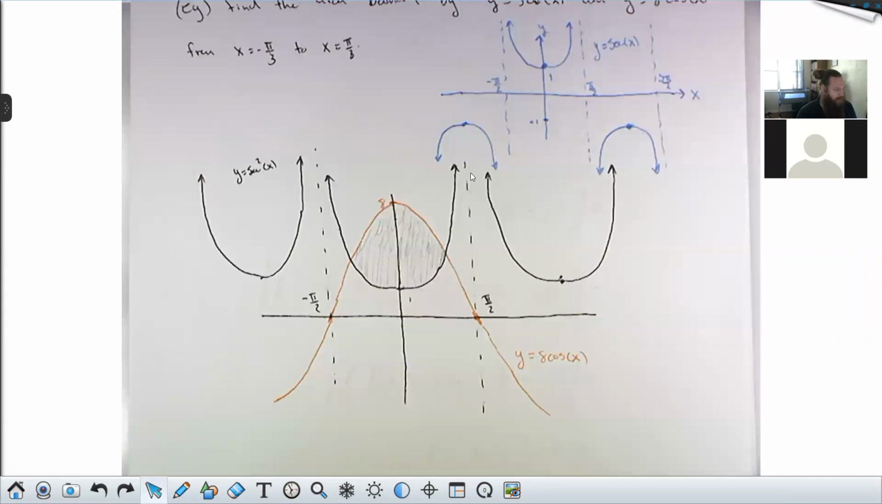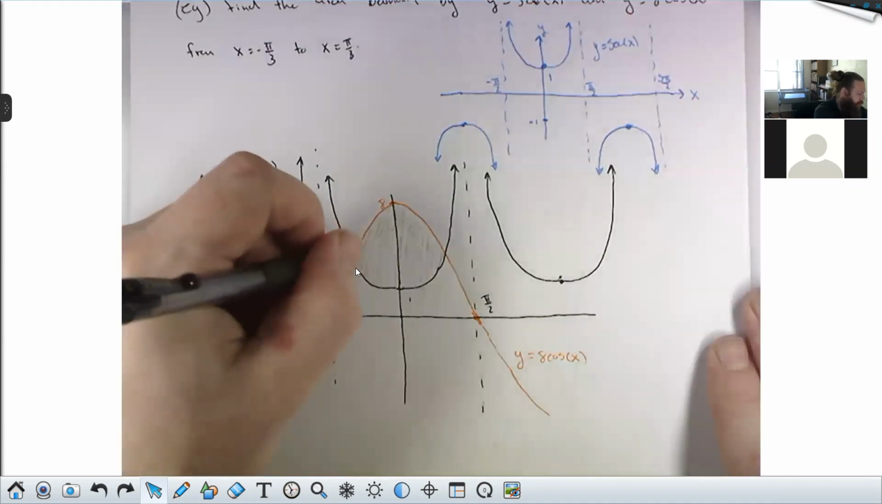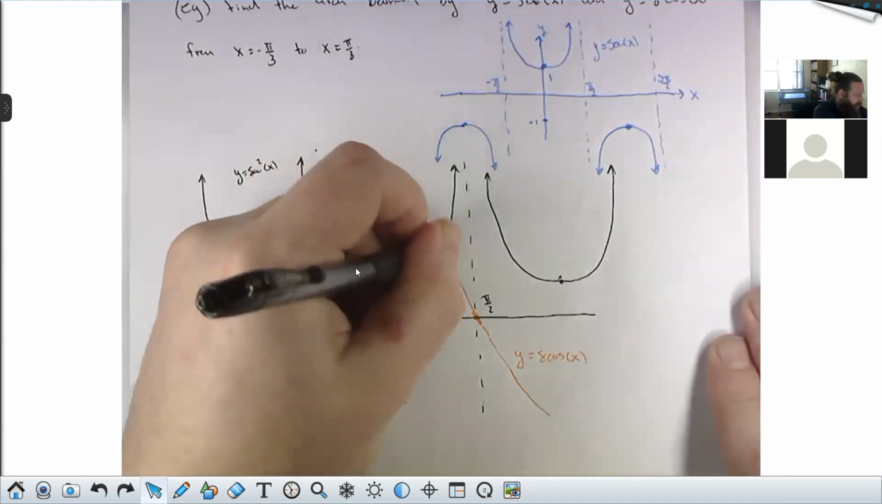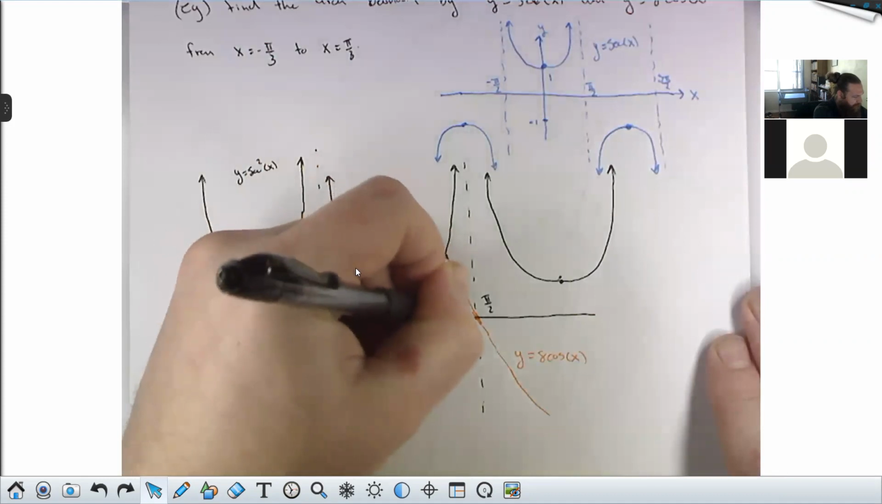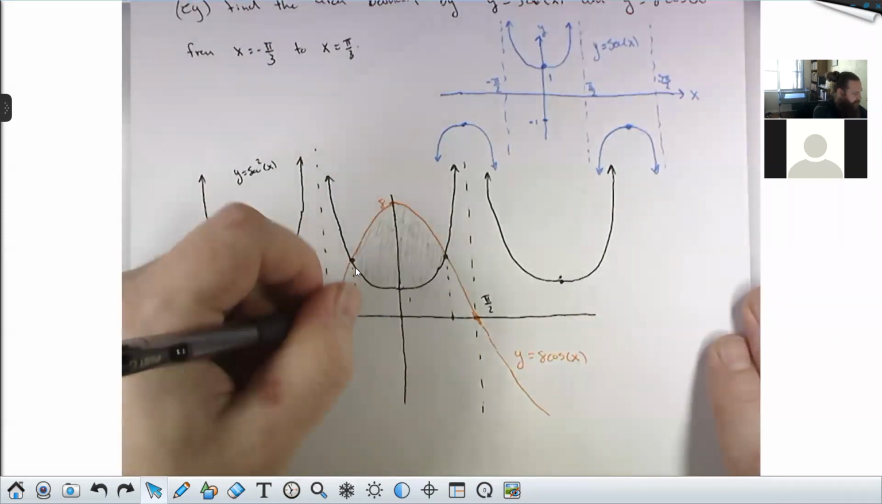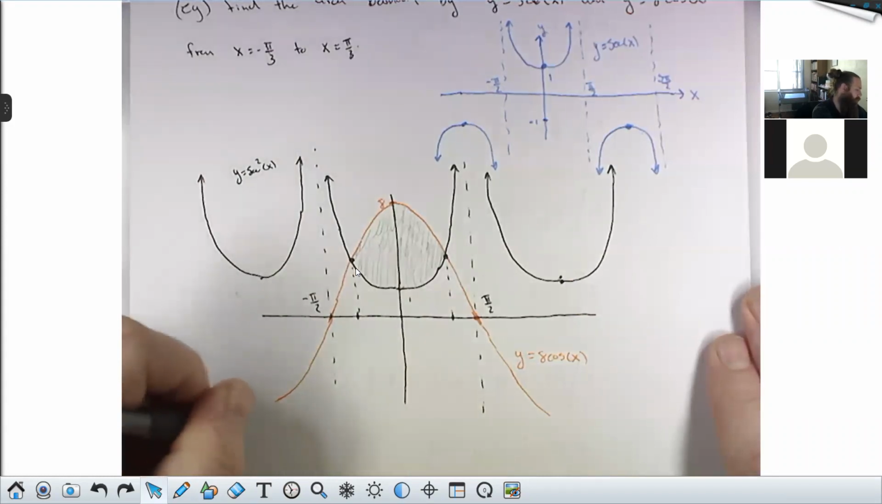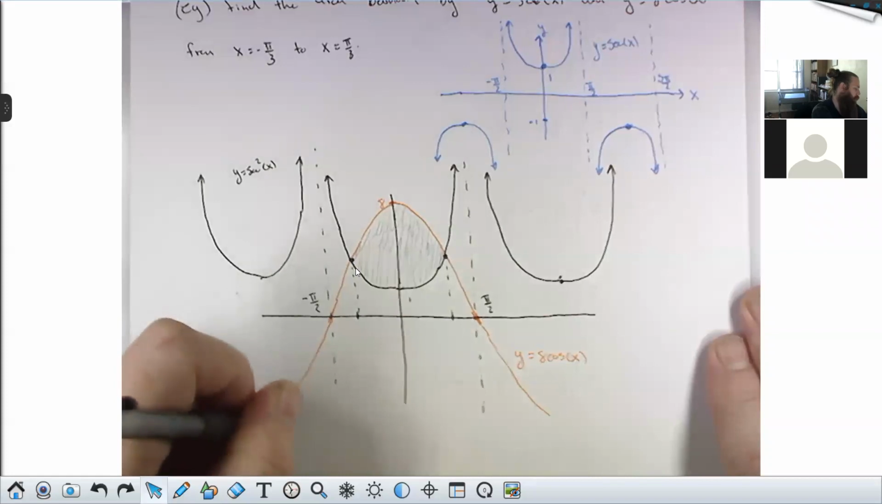They were kind enough to tell us that they only want us to look from negative pi over 3 to pi over 3. But really, we should make sure we know what these intersection points are. They do happen to be negative pi over 3 and pi over 3, but it's an important step in most of these problems. So I want to show you how to do it.